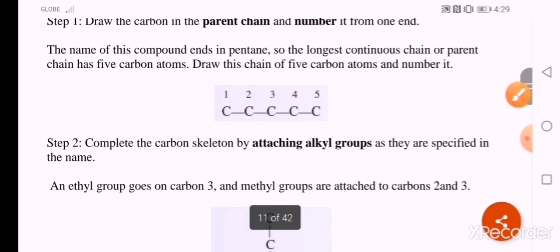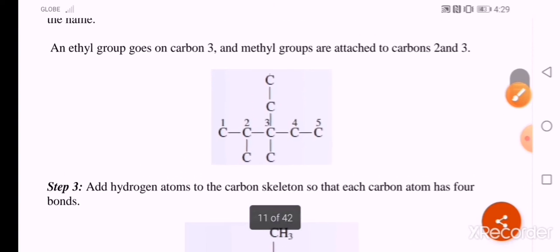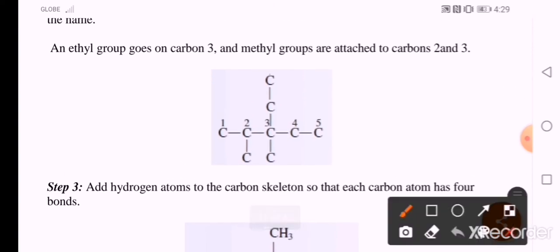Okay, so how is that? So on the third carbon atom, you have the ethyl group. Okay, and then on the second and on the third carbon atom as well, you have methyl group. So this is the dimethyl. You have di means 2, methyl means an alkyl group with 1 carbon atom.